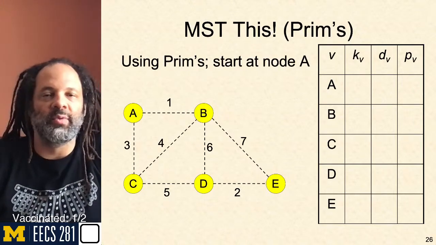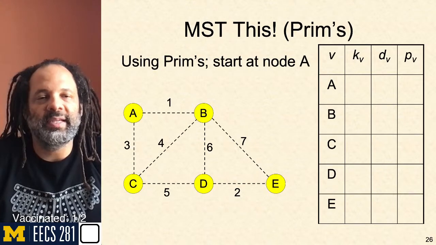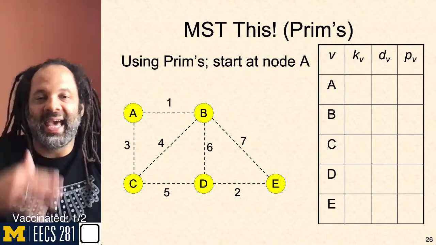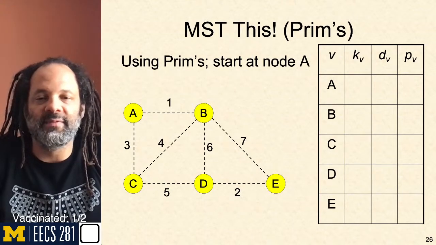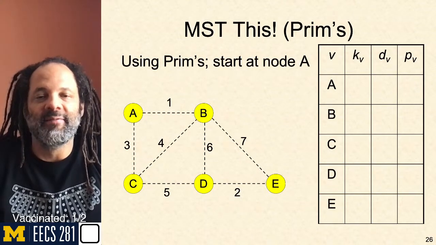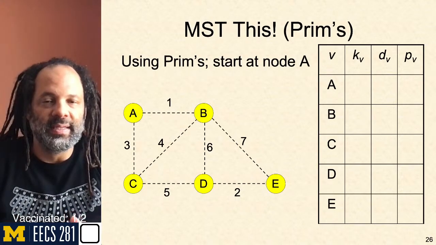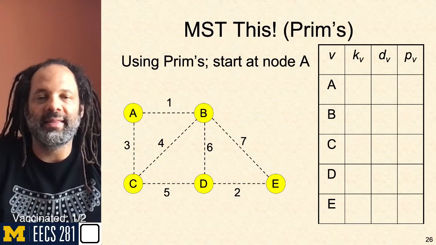All right, here's your chance to run some MST. Got a nice table here for you. K sub V, D sub V, P sub V. It's got these 5 vertices, A, B, C, D, and E, and this simple graph that connects A and B for 1, A and C for 3, B and C for 4, B and D for 6, C and D for 5, D and E for 2, B and E for 7. So take this and turn this into an MST.